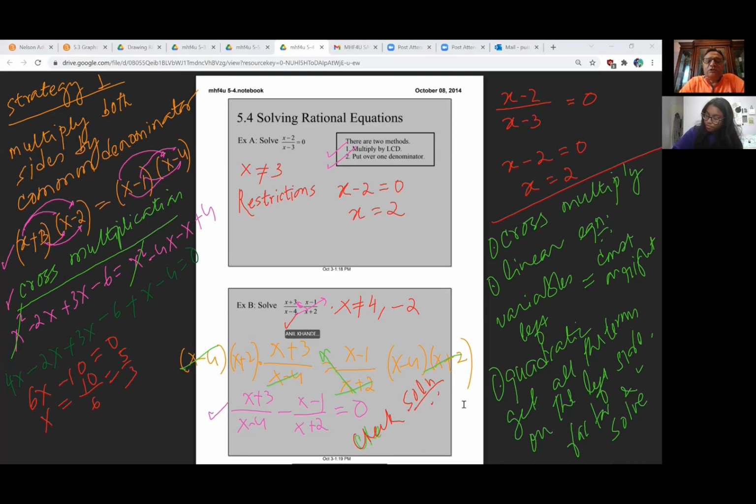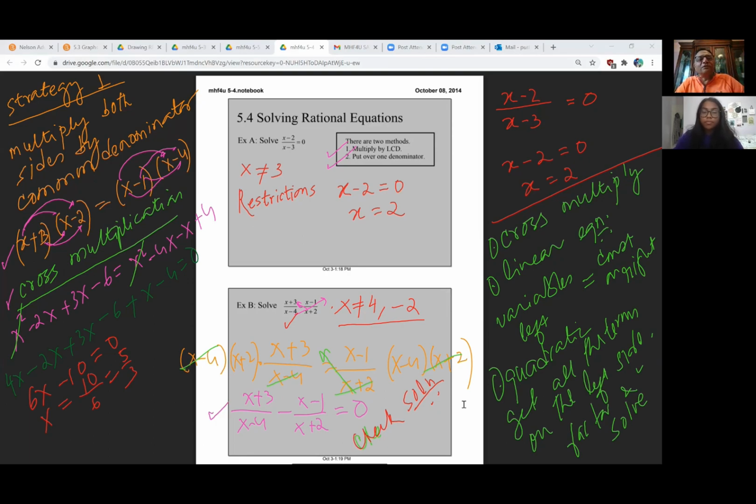Also note that the solution should not include 4 or minus 2. Is that okay? Right, because it's a restriction. It is not one of the solutions in our case. So yes, that's fine. So I think solving a rational equation from these examples is absolutely clear, right?